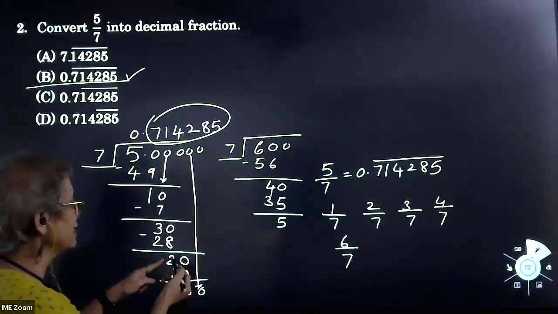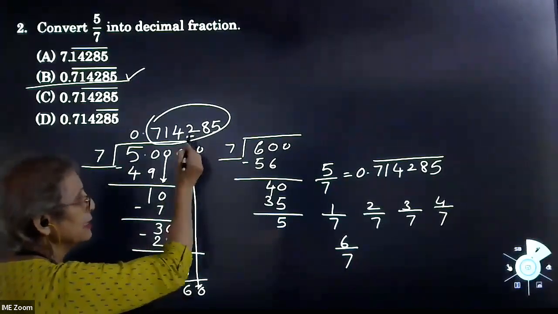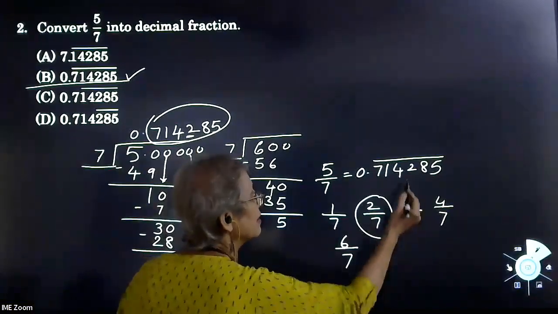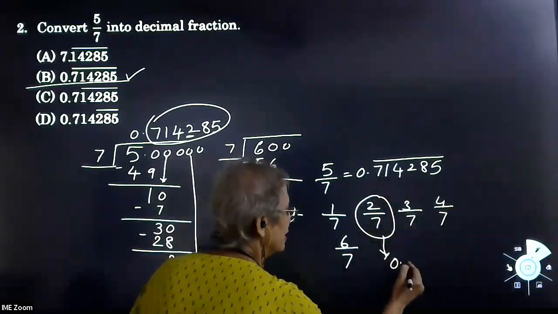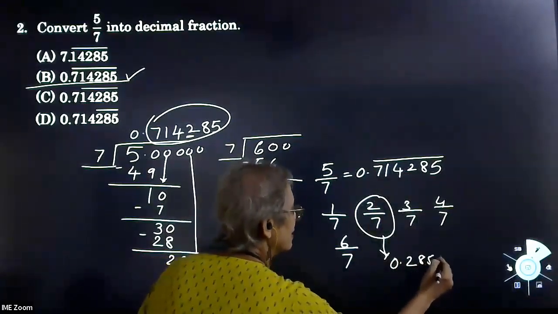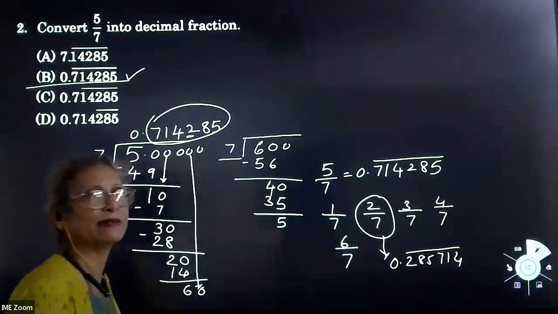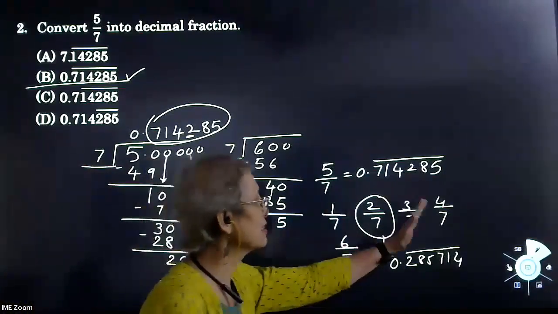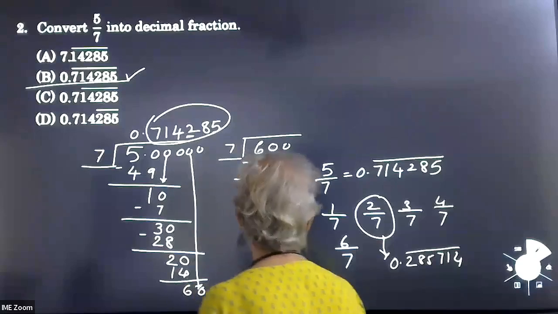So 2 upon 7 means divide this. Here it is 7 2s are 14. So from here it will start. And the answer of this will be 0.285714. The digits will be the same, but only the order will be different. So you try these 4 at home. Okay, practice this sum. So let us do the next sum now.